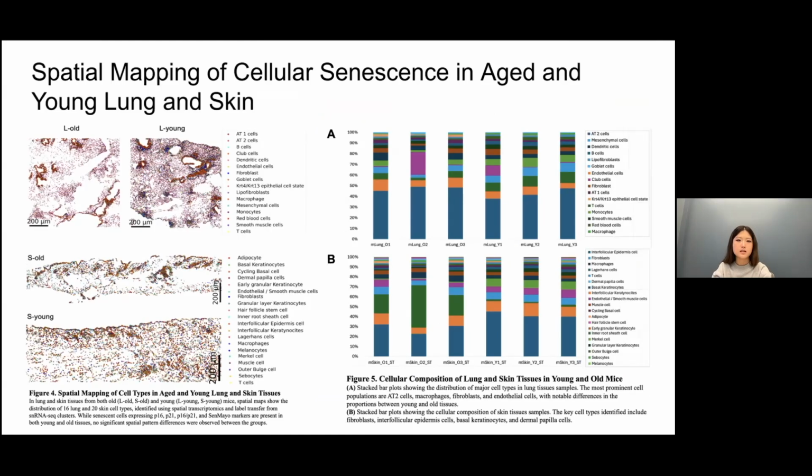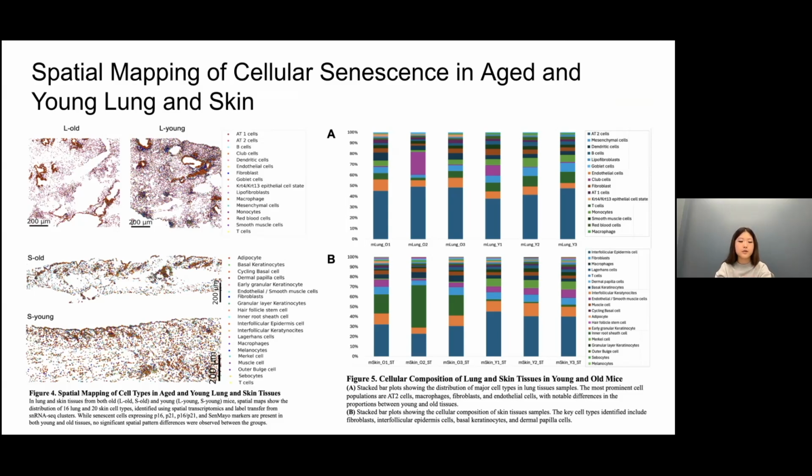To go into some preliminary findings, here I am showing the spatial mapping of cellular senescence in aged and young lung and skin samples. We conducted a spatial analysis of the cell types in both young and old lung and skin tissues. The goal was to map out the distribution of various cell types and observe potential differences in senescent cells between young and aged tissue.